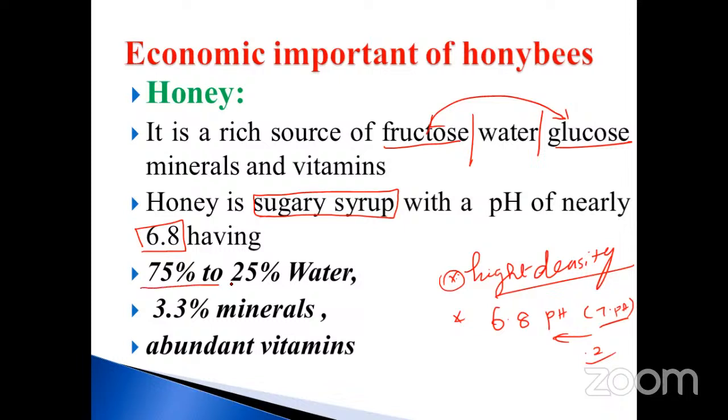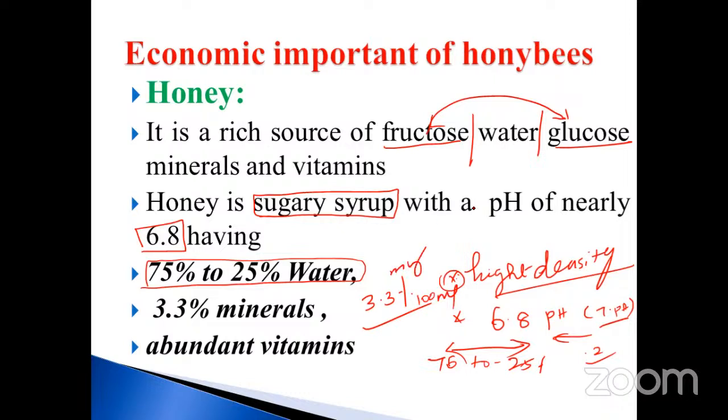See how much water is present in this category. It depends; some of them are liquid in nature. So the water content is 25 to 75%. It may be like this, depending on the honeybees. How much percentage of minerals is present? 3 to 3.3% of minerals. Percentage denoted as 100 ml of honey containing 3.3 milligrams, like that.